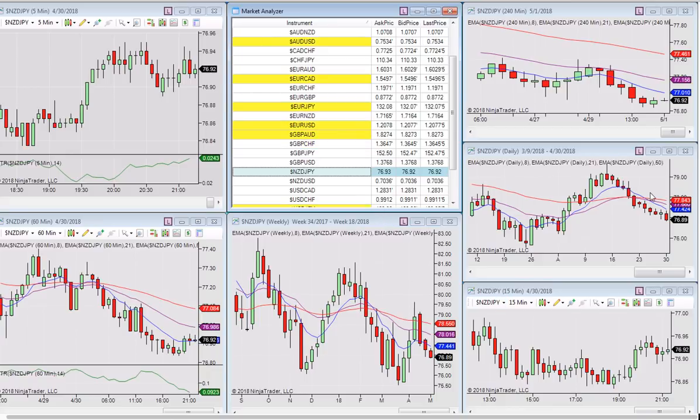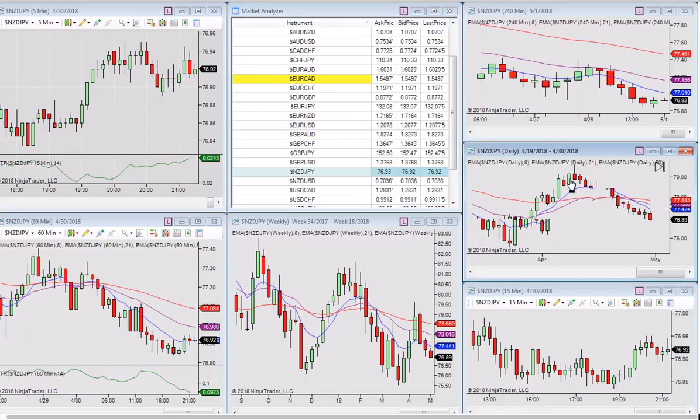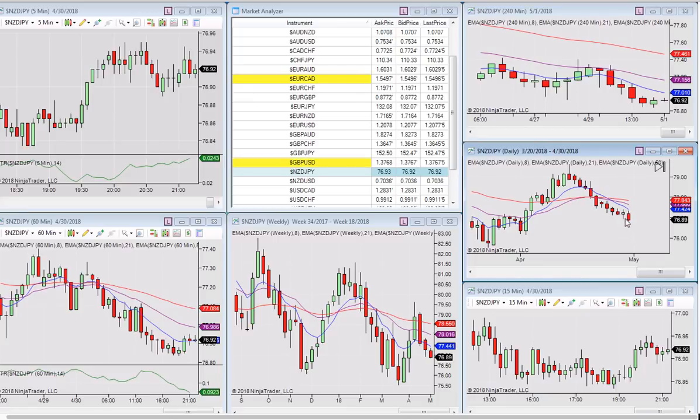Okay, so NZDJPY. We are going down on the daily in the early stage of the trend. I love getting in on the early stage of a trend. Same with the weekly. The 240 looks okay. The 60 is in the right zone between this moving average and that moving average. This one is not bad.